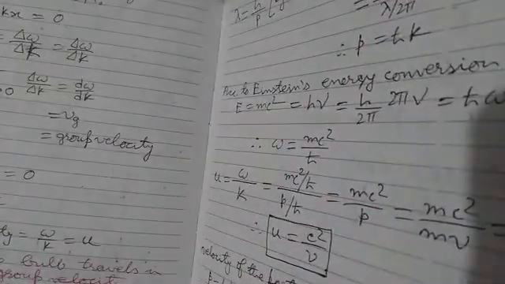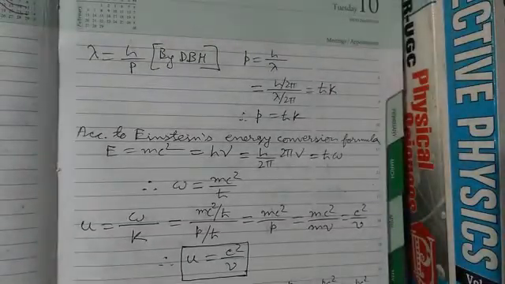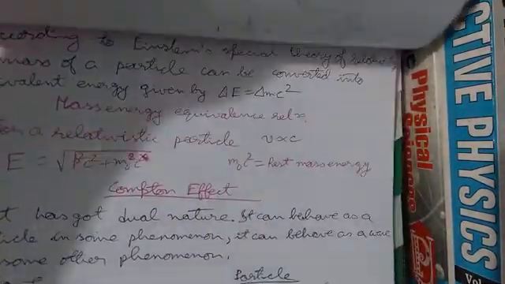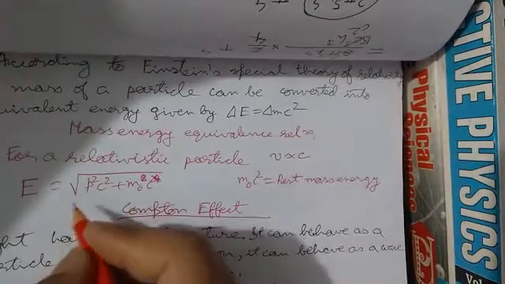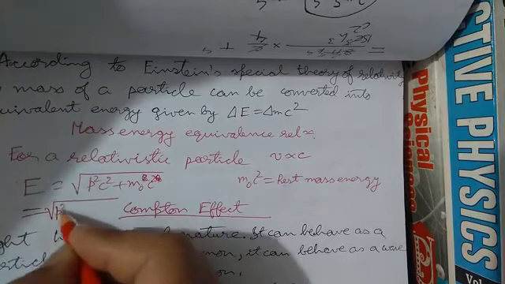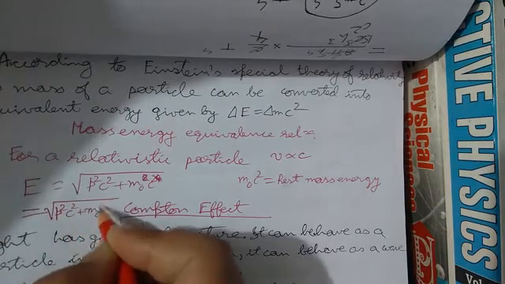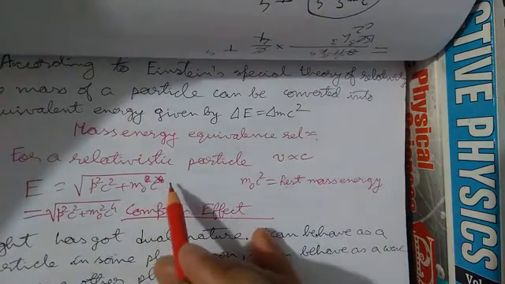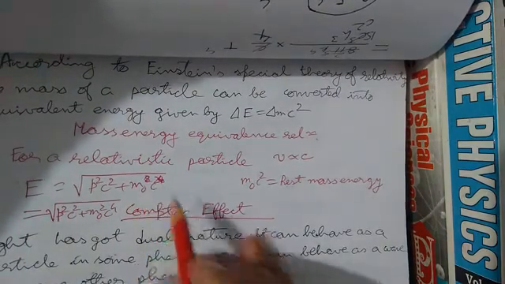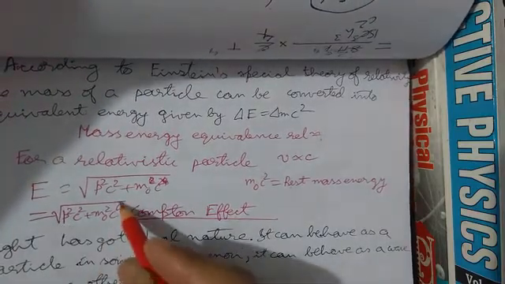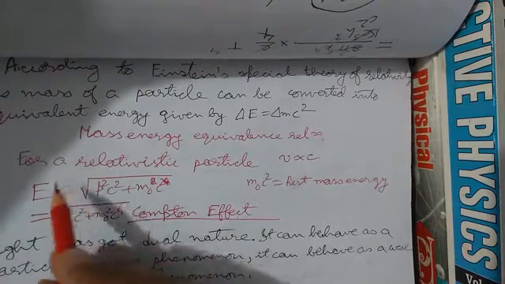Another thing, in the Compton effect class I did last time, before the Compton effect, this E I had written right only. E is equal to square root of p square c square plus m naught square c to the power 4. I had first written m naught square c to the power 4, then I cut it and wrote m naught c square, but that is not right. If you have written that, you cut it and write this one.